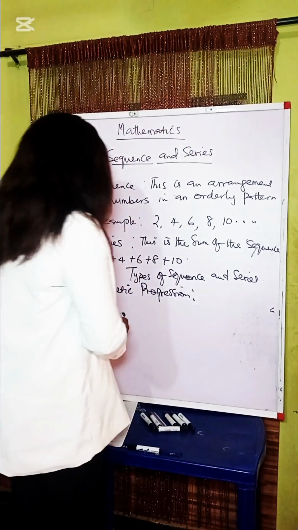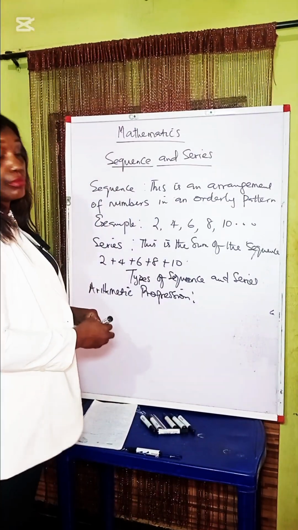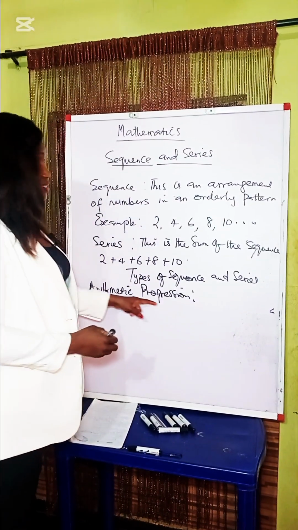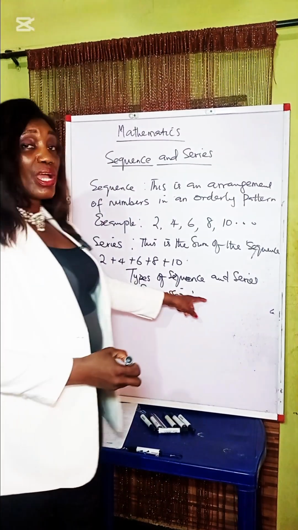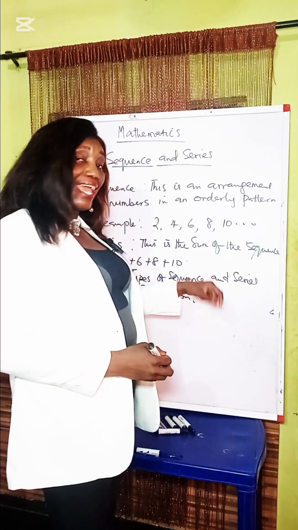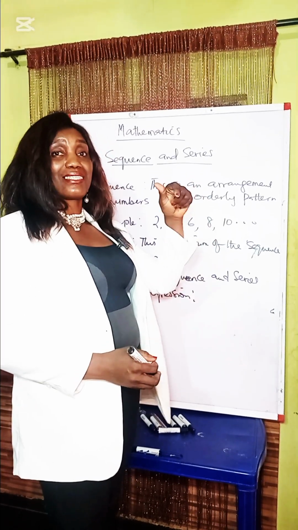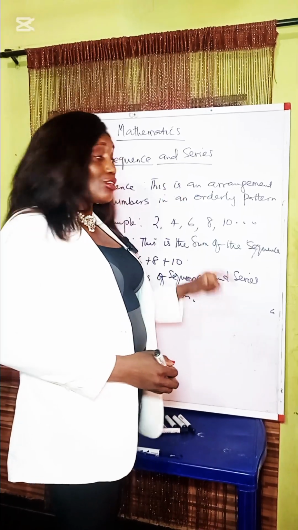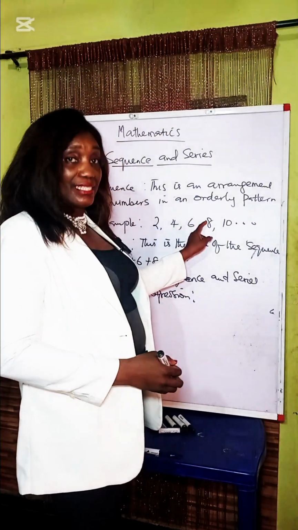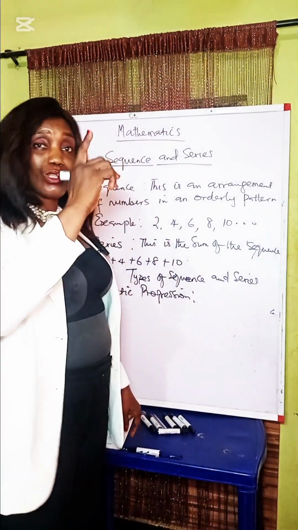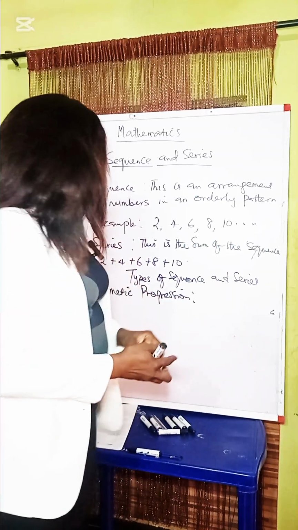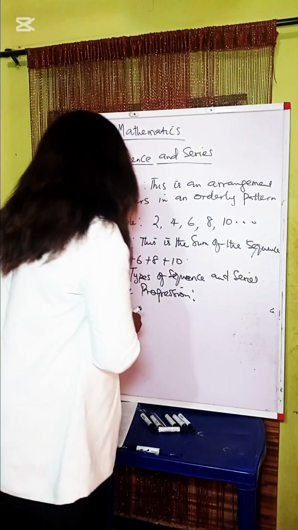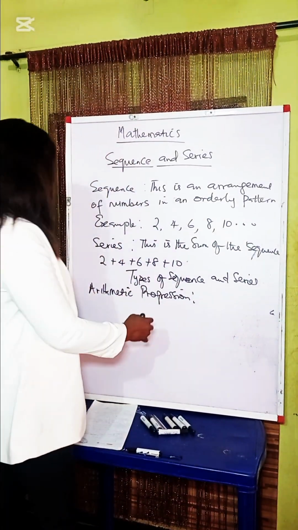Recall that in arithmetic progression, these are the sequences that are arranged in a constant pattern. When I mean constant pattern, this is arranged in a pattern, yes, but there's a constant number that connects them in arithmetic progression.